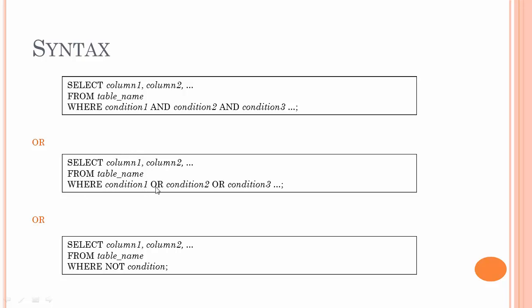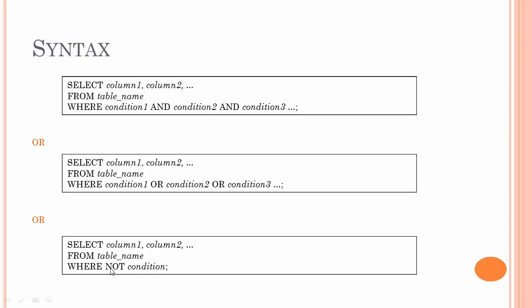The second one is the OR operator. SELECT column list FROM table name WHERE condition 1 OR condition 2 OR condition 3, and multiple conditions can also be written with the OR operator. Next is the NOT operator. SELECT column 1, column 2 FROM table name WHERE NOT condition. Here we use just one condition for the NOT operator.